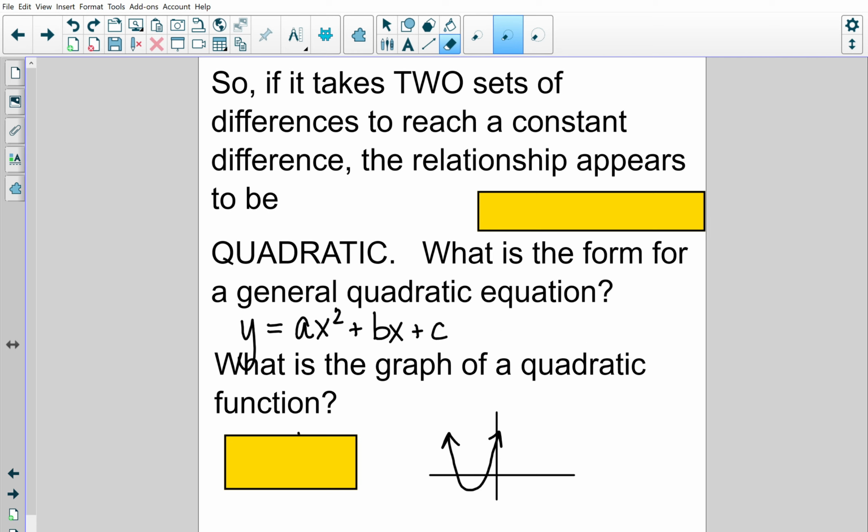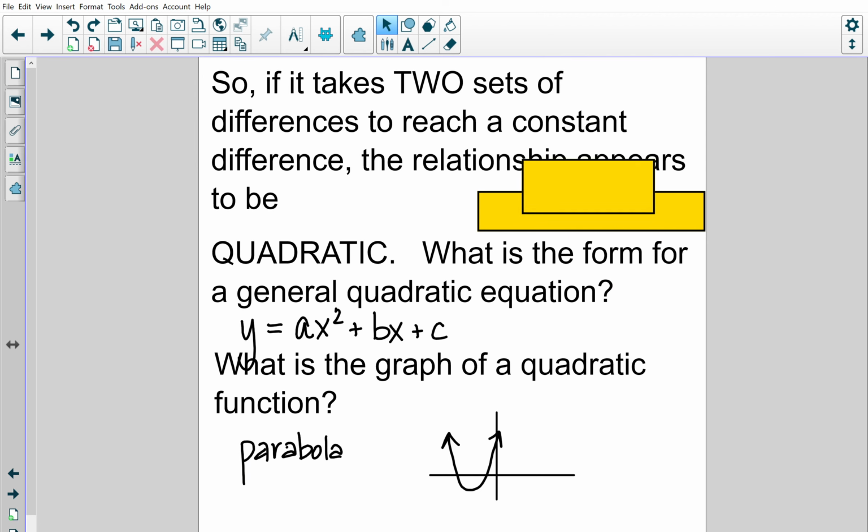And what's the graph called of a quadratic function? What's the name of that graph, by the way? Well, that is a parabola. Okay, it is not a U shape. A lot of people say U-shaped. It's really got a special nature to it. It's called a parabola.